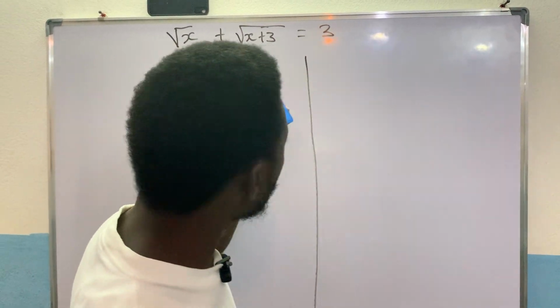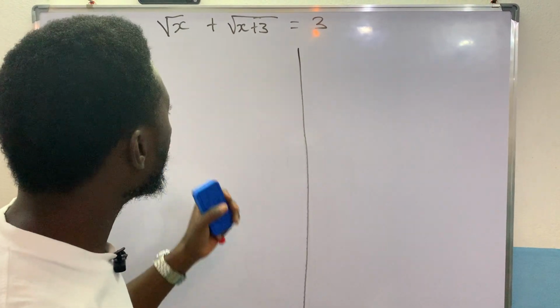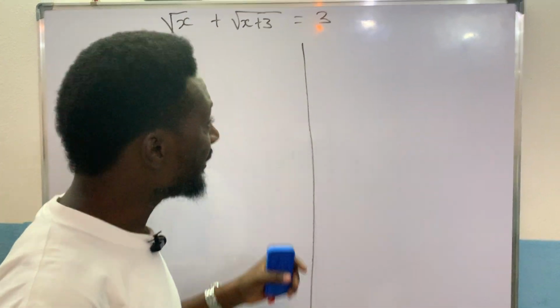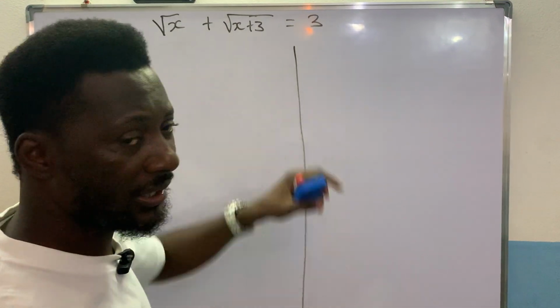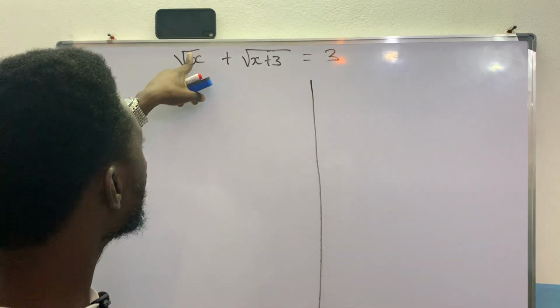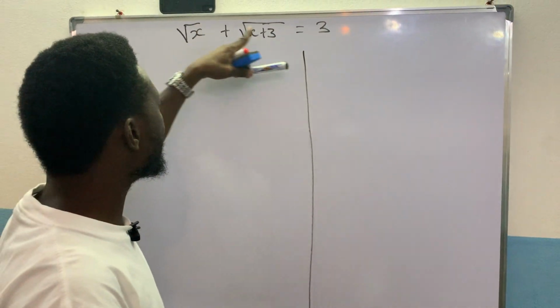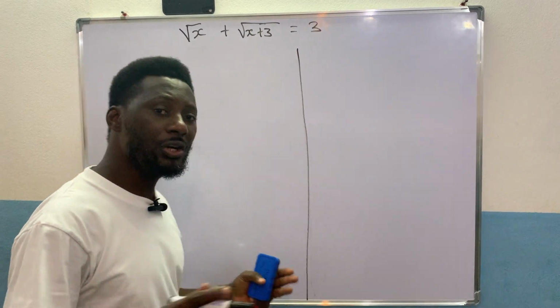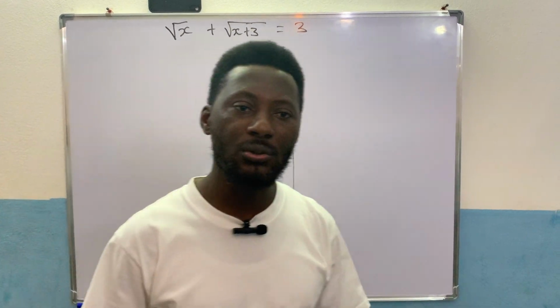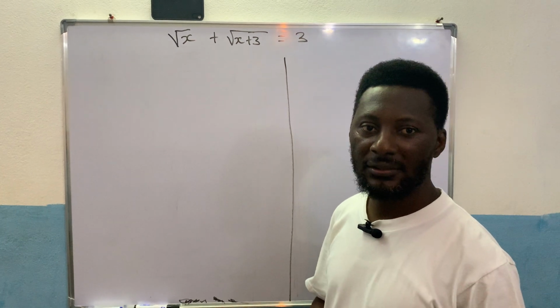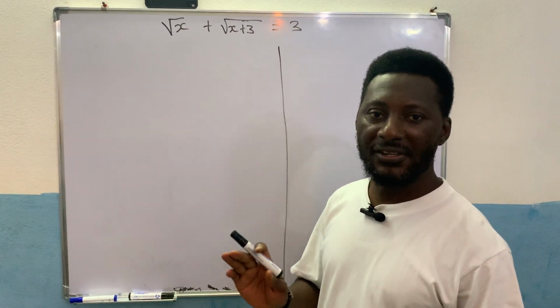Today, if you can see on the board, I have a mathematics Olympiad question, and it involves radicals. When you see this root sign, it is a radical. So the question is, how do we handle equations involving radicals?